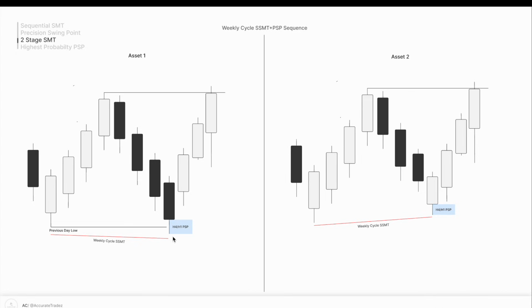Now the same thing applies for the weekly cycle. It's just different confirmation PSPs. So here this asset has taken out previous day's low, while these assets right here make a failure swing, and we have formed a weekly cycle sequential SMT. And then if you get a 4-hour or 1-hour PSP, this will form a two-stage where you can look at the lower time frames and try to get an entry here, anticipating this low right here to not get returned back to, because this is a two-stage.